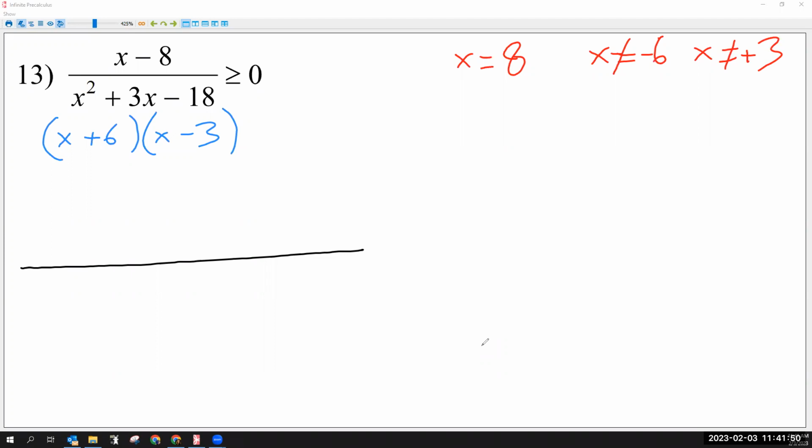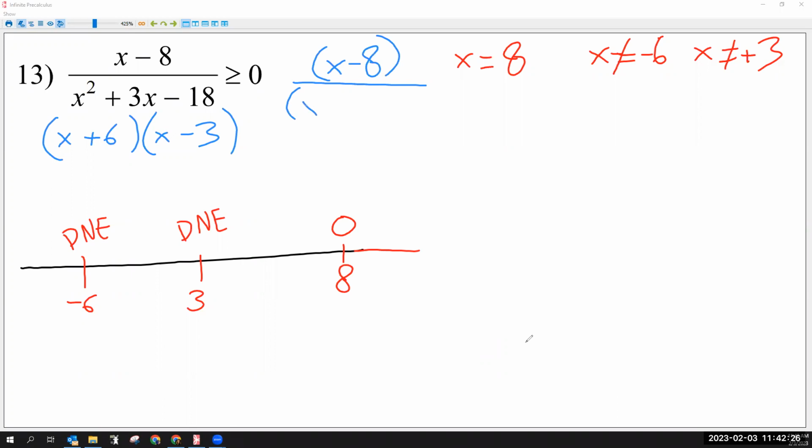So I'm gonna plot those points. Let's see, we have -6 would be the furthest to the left, D and E. We have +3, also D and E. And then 8 over here, that's 0. Now let's think about my, I think it's the factored one. I'm gonna write it out as factored. That would be X minus 8, X plus 6, X minus 3.